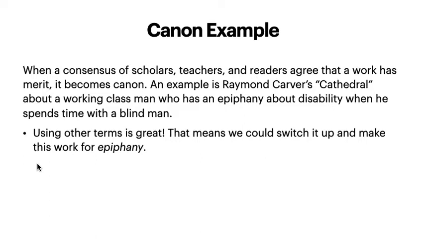So a canon example could be when a consensus of scholars, teachers, and readers agree that a work has merit, it becomes canon. An example is Raymond Carver's Cathedral, about a working class man who has an epiphany about disability when he spends time with a blind man.